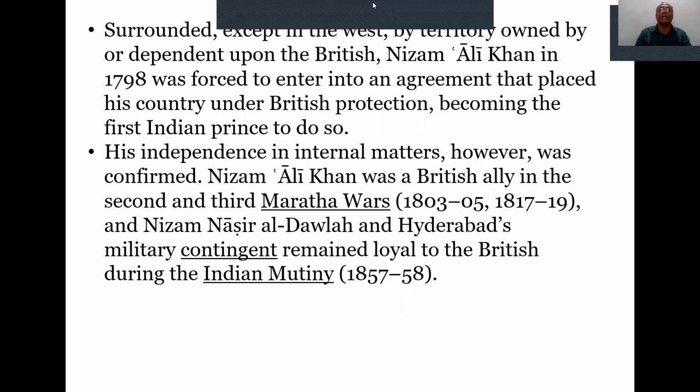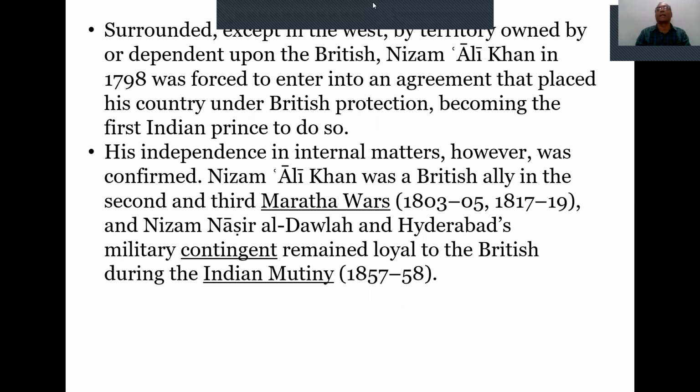Okay, so this point makes it very clear how Hyderabad became the first independent princely state to go into the control of the British protection and British paramountcy. Okay, so when I'm saying "his" here, it means the Nizam's. So Nizam's independence in internal matters, however, was confirmed.